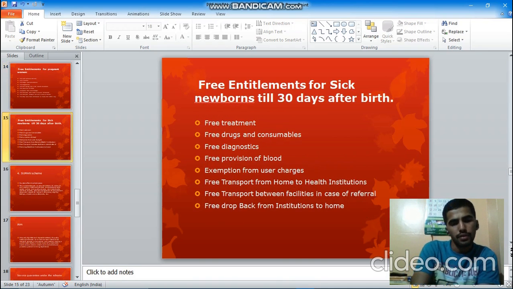And these are the free entitlements for sick newborns till 30 days after birth. Free treatment, free drugs and consumables, free diagnostics, free provision of blood, exemption from user charges, free transport from home to health institutions, free transport between facilities in case of referral, free drop back from institution to home.